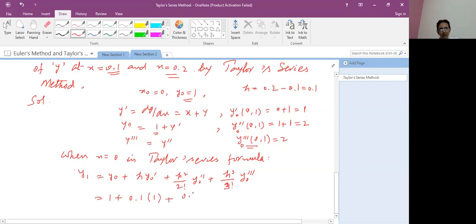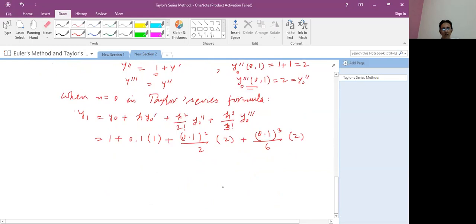plus 0.1 square over 2 factorial, it is 2, y naught double prime, it is 2, plus 0.1 whole cube divided by 6, 3 factorial is 6, and y naught triple prime is 2 because they are equal. So if we find it with the help of a calculator, student, what is y1? It is 1.1103.